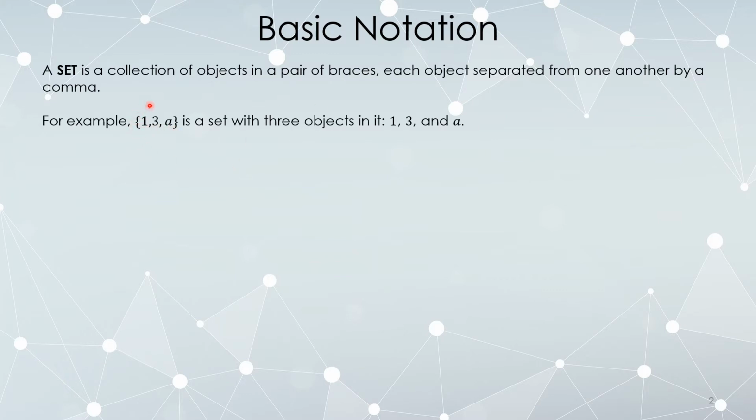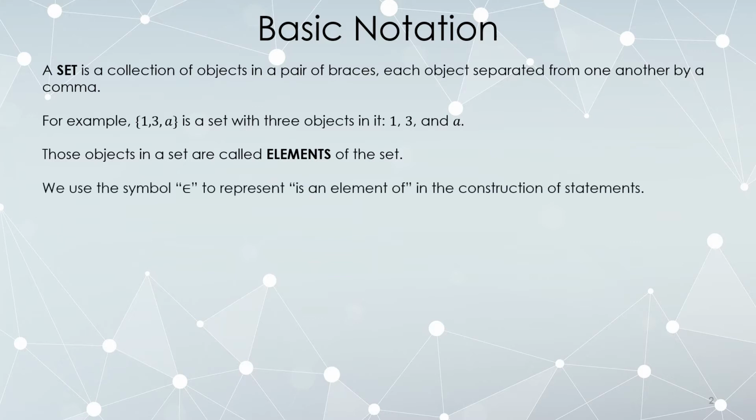So we see these braces. This tells us we're looking at a set. The three objects inside are 1, 3, and the letter A, and they've been separated by commas. The things that we put into a set are called elements of that set. So the set we have here has three elements, and they are the numbers 1 and 3 and the letter A.